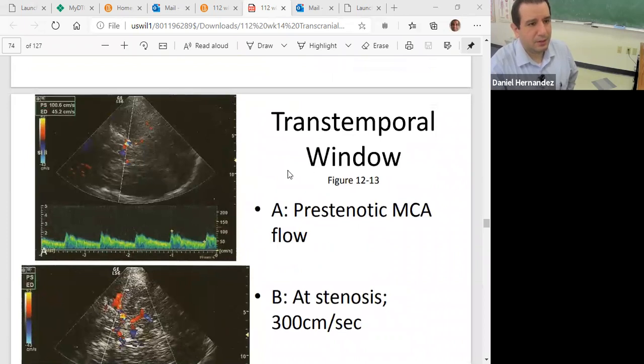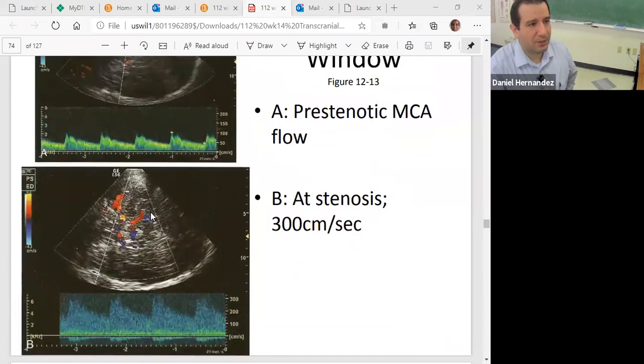So this is through the transtemporal window. We have a pre-stenotic flow in the middle cerebral artery. This is your velocity pre-stenosis. At the stenosis, we get velocities of over 300.